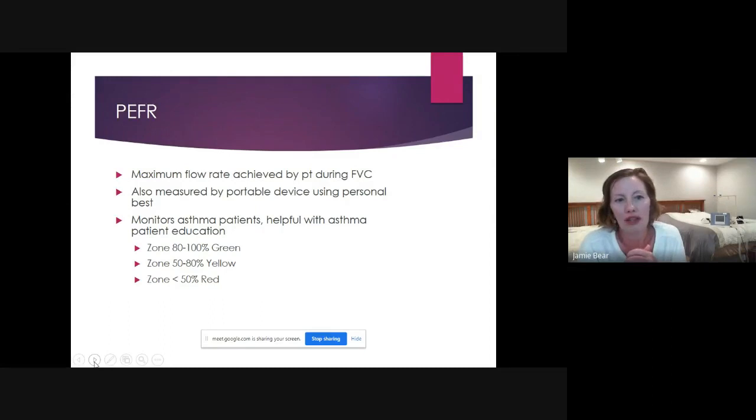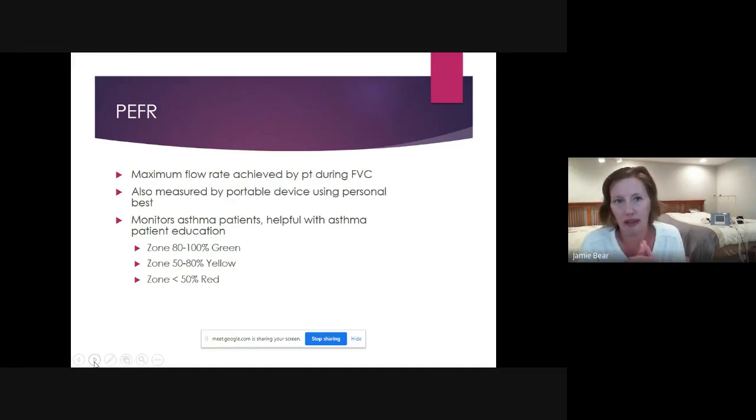Other portions of the forced vital capacity is the peak expiratory flow rate. It's the maximum flow rate achieved by the patient during the FVC maneuver. It can also show effort. So if that peak flow is good within 80%, then you can know that a patient gave a good effort with the PFT.